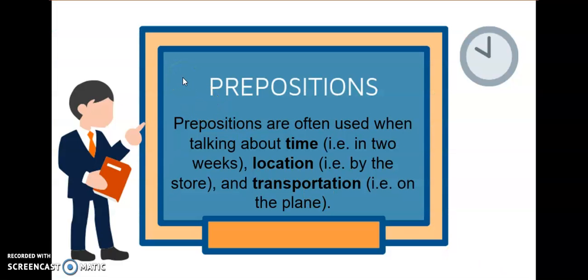First of all, what are the prepositions? Well, these prepositions of time and place can often be used to talk about time, for example, in 2 weeks, to talk about location, for example, by the store, and transportation, for example, on the plane. Let's see what I'm talking about.